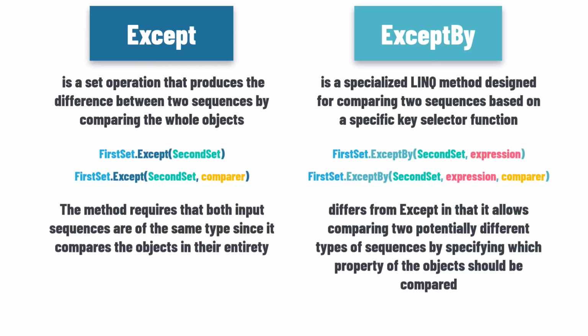In summary, use Except for a full comparison where the details of each item matter, and reach for ExceptBy when you need to focus on specific attributes or need more nuanced control over the comparison logic. And there you have it, a comprehensive guide on when and how to use Except and ExceptBy in your LINQ queries. By choosing the right tool for the task, you can handle data comparisons with finesse, whether you are dealing with simple lists or intricate data structures.